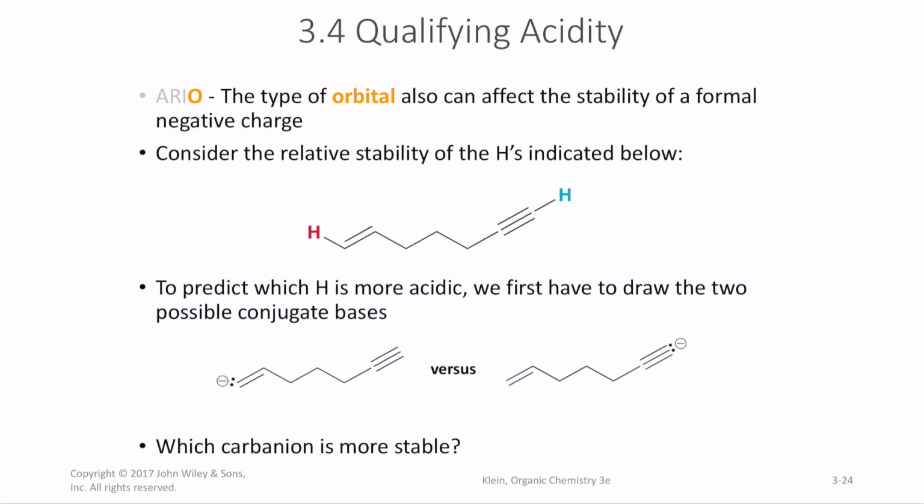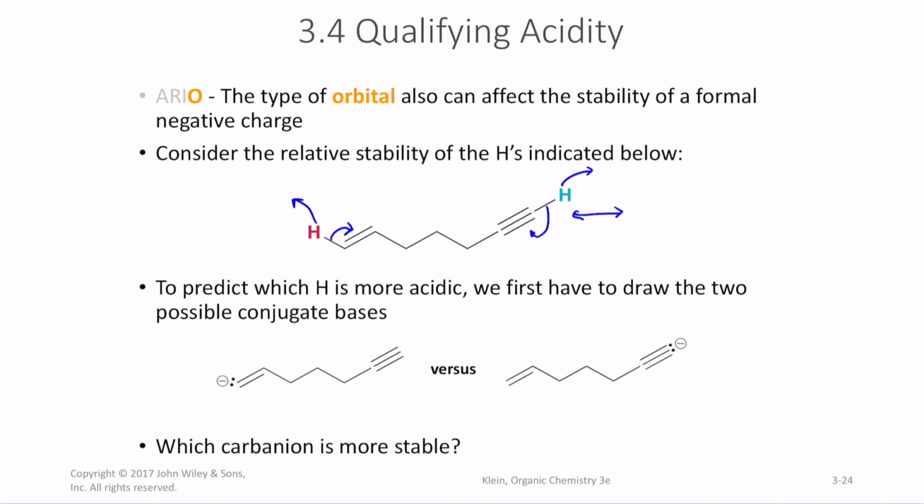Consider there are two structures here. Consider the two protons: here is one proton and here is the other proton. When you draw the conjugate base, let's say we try to remove both the protons. This results in the electron pair going there.